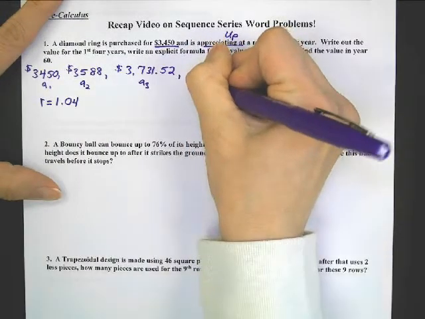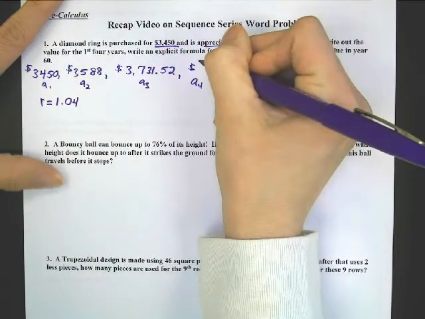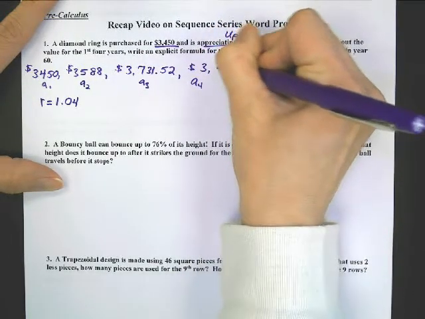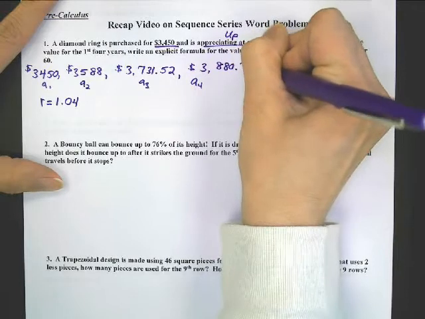Okay, let's see. Write out the value for the first 4 years. Okay, so let's keep going and find A4. The next year would be $3,880.78.